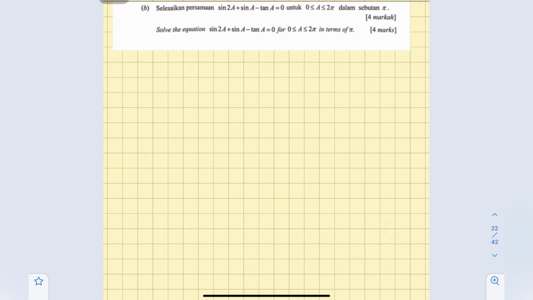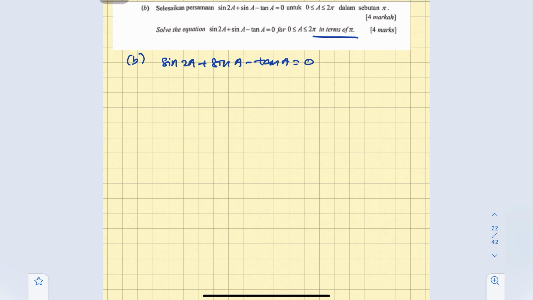B, solve the equation sin 2a plus sin a minus tangent a equals to 0, for a more than or equals to 0 but less than or equals to 2 pi, in terms of pi. Okay, so in terms of pi. So B solve, meaning that we are going to find the angles of a. So start from sin 2a plus sin a minus tangent a equals to 0.